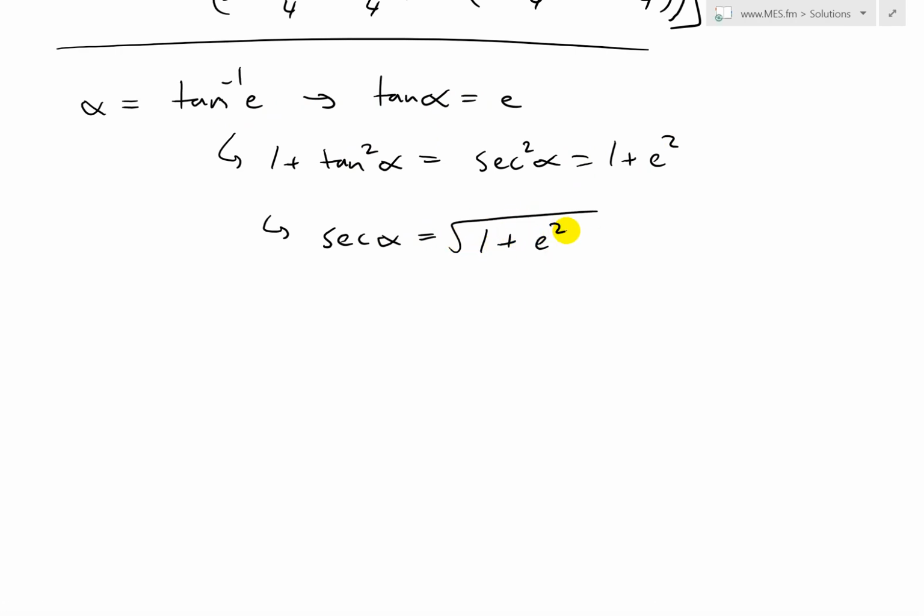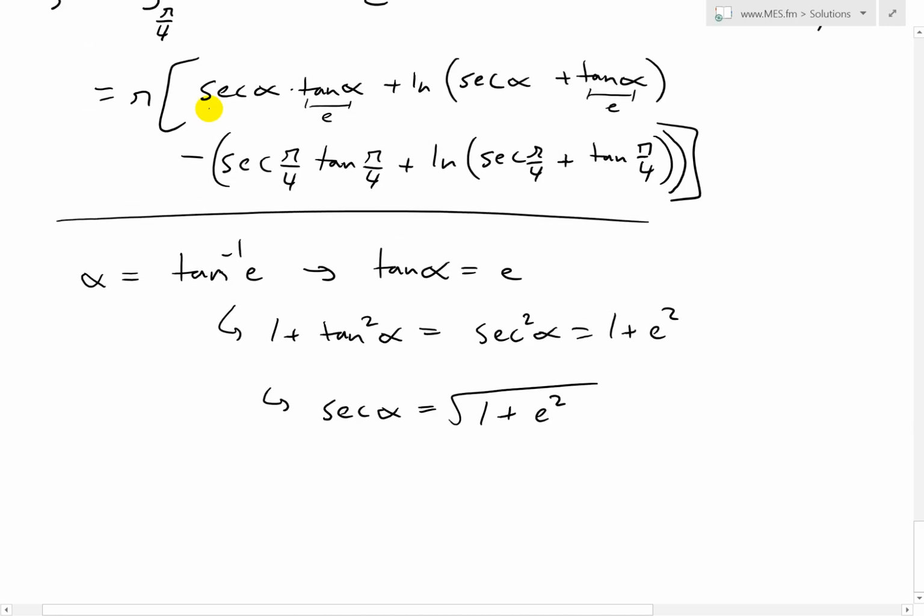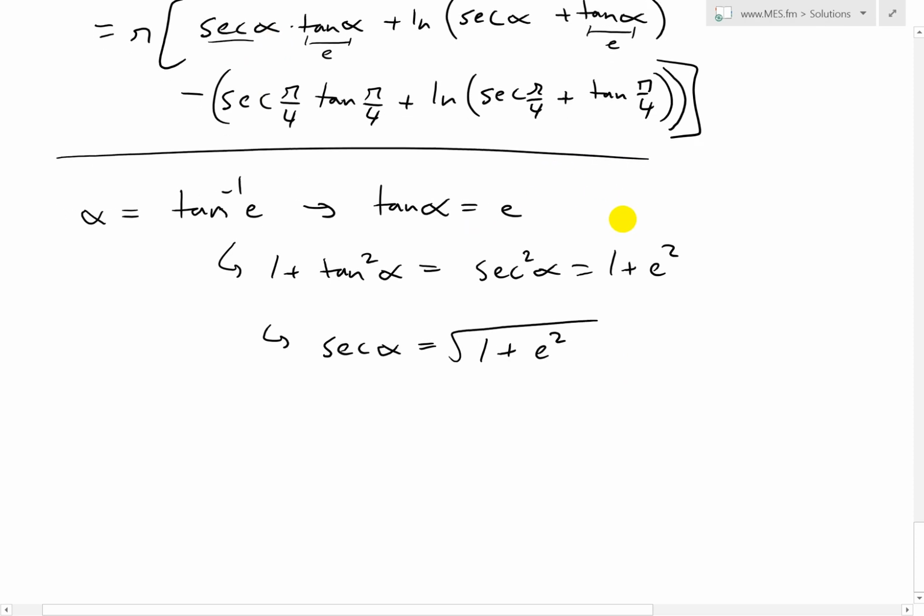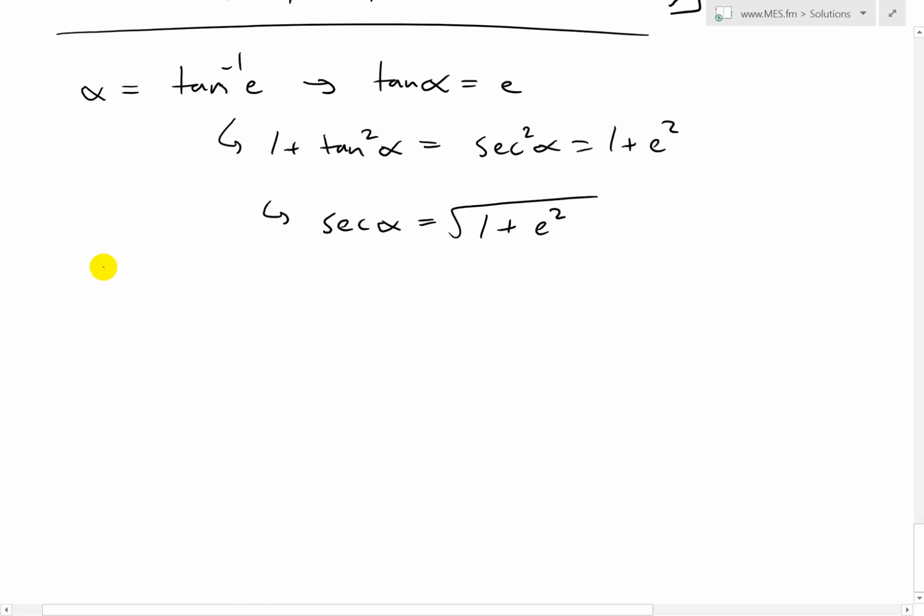And again, the secant is always positive. In our case, we're only dealing with positive because this could be plus or minus whenever you square root something. So we have this value right there. So we solve for this one as 1 plus E squared, all square rooted. And now the next one is this pi over 4 value.